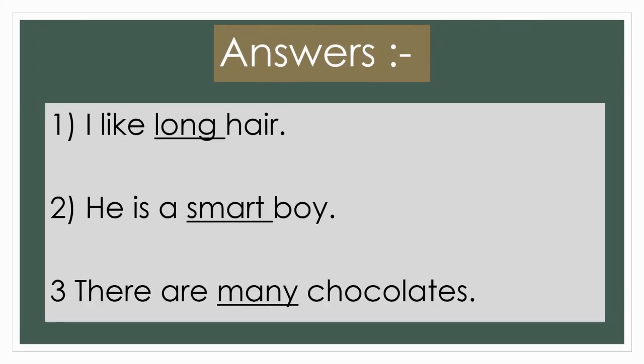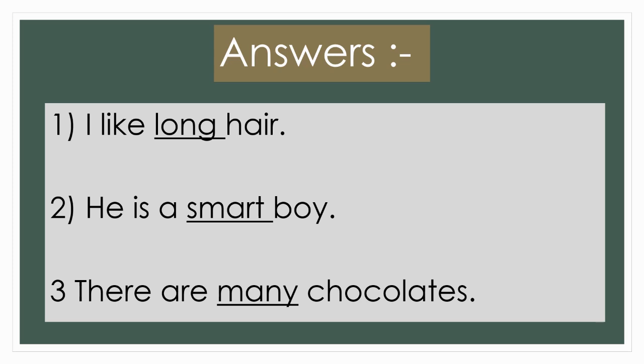Let's check the answers. See if you have underlined the adjectives correctly. The first sentence is I like long hair, and here the adjective is long. As you know, we had done it first only. The second sentence is he is a smart boy. Here the adjective is smart as it is describing the noun boy.